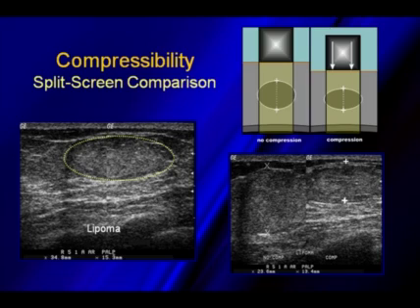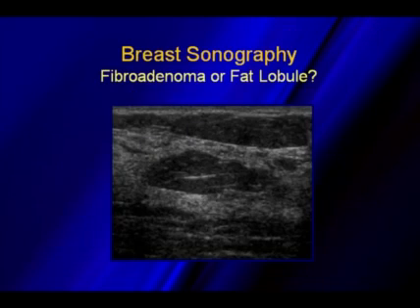Now sometimes you'll have lipomas that are more echogenic. Those will not compress the 30%. The ones that we see 30% compression are the isoechoic lipomas.